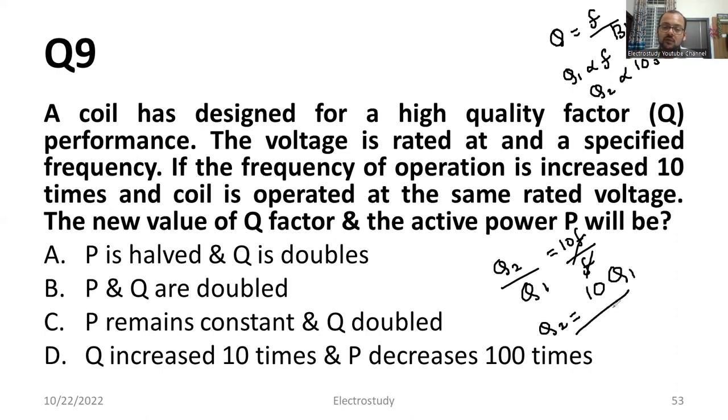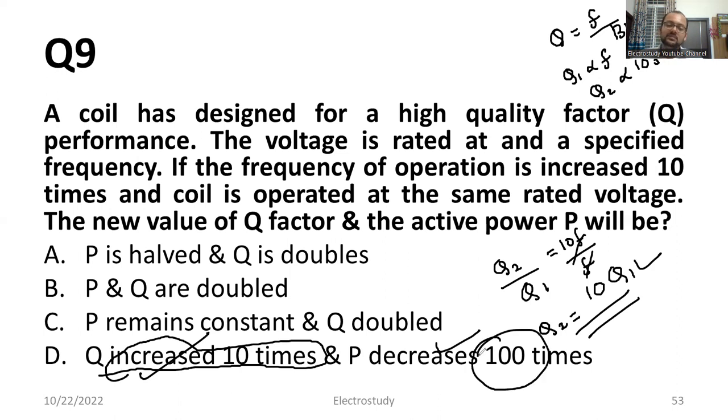So the new quality factor is 10 times the previous quality factor. Therefore, Q increased 10 times. Without any doubt, I can select option number D. Also, P decreases, since it is inversely proportional. The active power decreases 100 times. So option D is the right answer for this question. I think it is very clear to all.